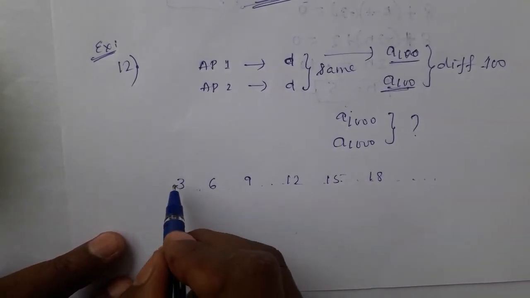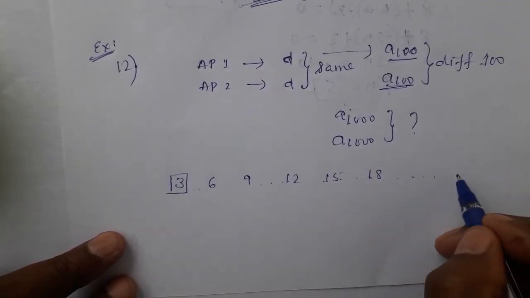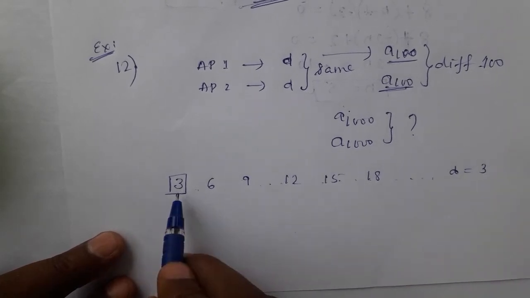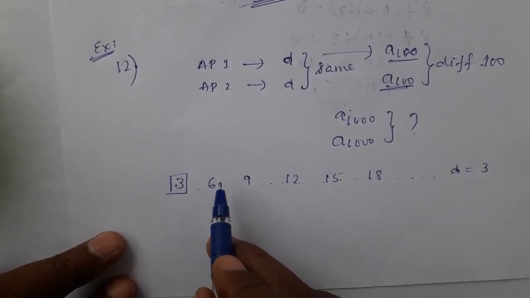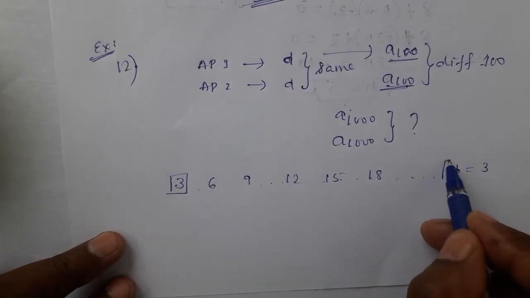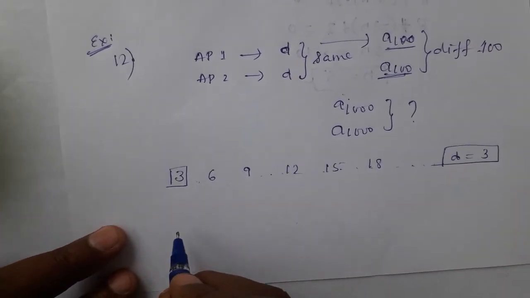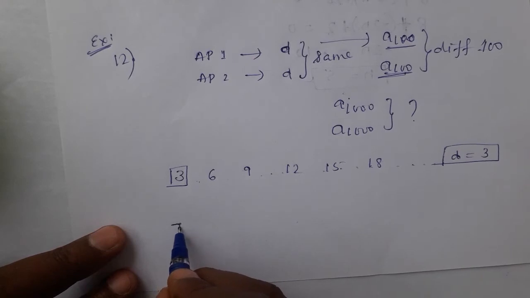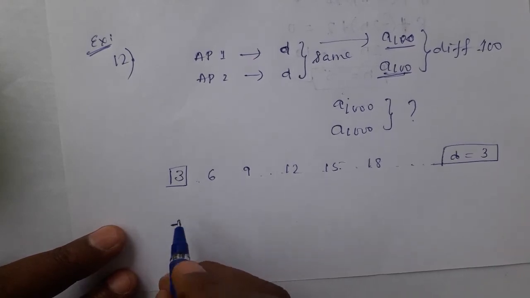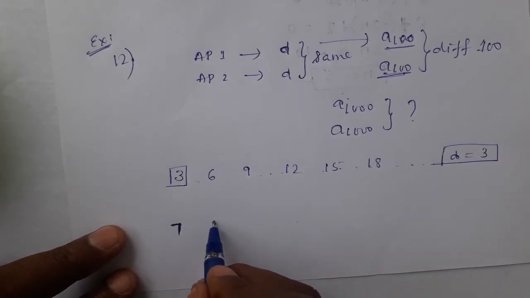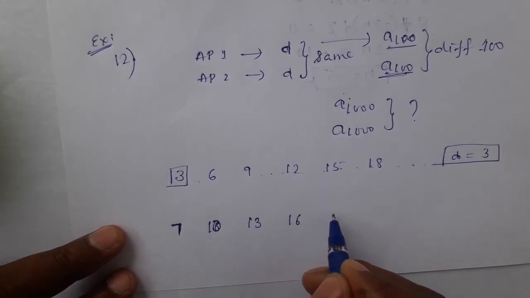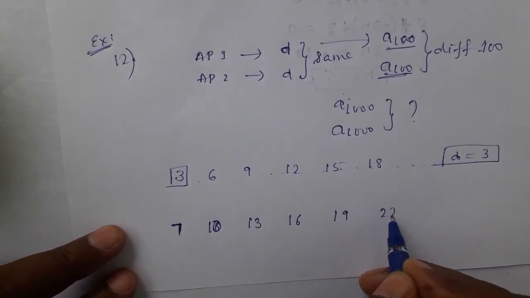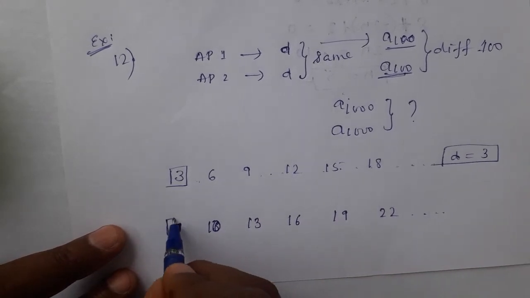This AP starts from 3, with d equal to 3: 6 minus 3 is 3, 9 minus 6 is 3. So the common difference is 3. I write one more AP, starting from 7. 7 plus 3 is 10, then 13, 16, 19, 22. See, this AP started from a different value.